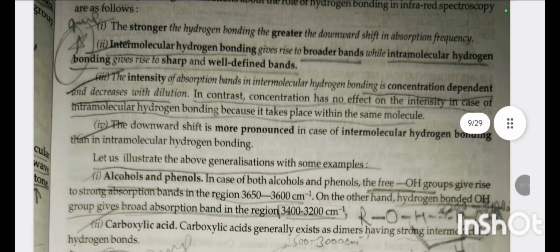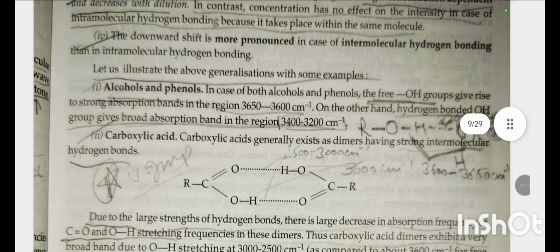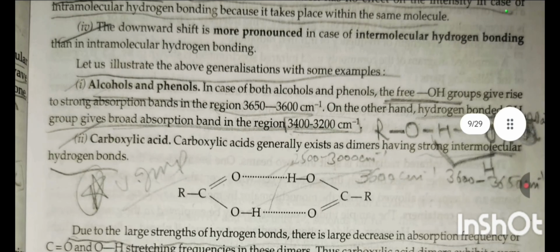Let us illustrate these generalizations with some examples. Alcohols and phenols. In the case of both alcohols and phenols, the free OH group gives rise to strong absorption bands in the region 3650 to 3600. On the other hand, the hydrogen bonded OH group gives rise to an absorption band in the region 3400 to 3200 centimeter inverse.